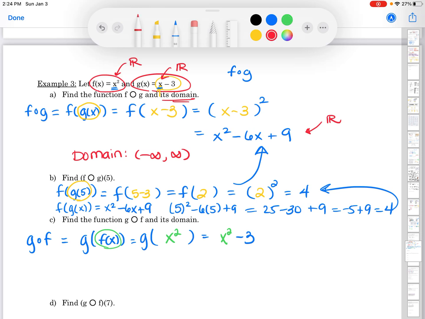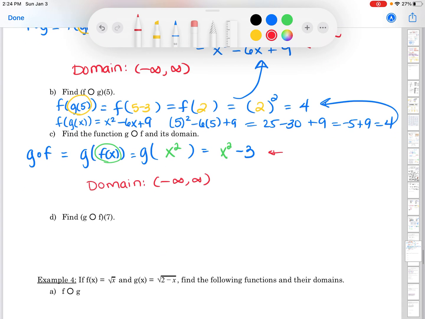And then the domain, again, we want to make sure, was there a domain issue with either of those functions to begin with? The answer is no. Is there any domain issues here? Do I have any fractions, any radicals, anything like that? So no, all real numbers, we're good to go. And then we can do the same thing. We can either work them out separate, or we can just plug into what we've already worked out here. So we have g of f of 7, and we can really either plug back into the beginning, or we can just use what we just found. So that would be 7 squared minus 3. So 49 minus 3 is going to give us 46.